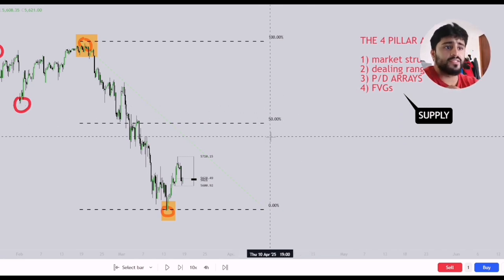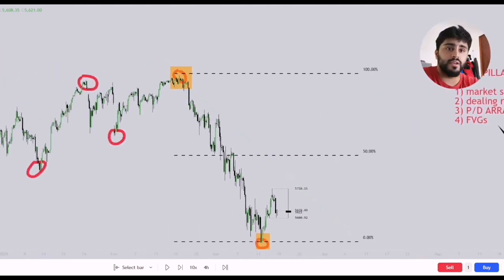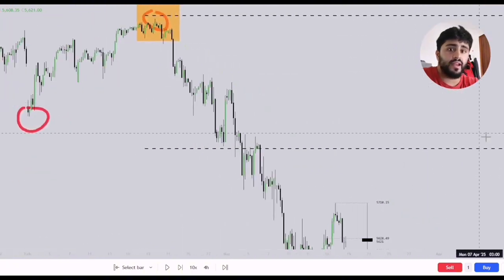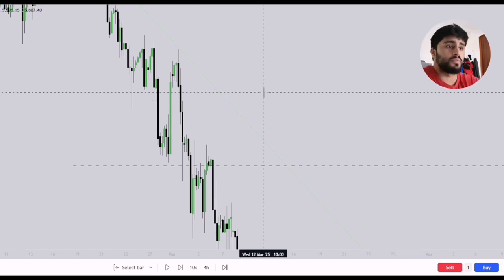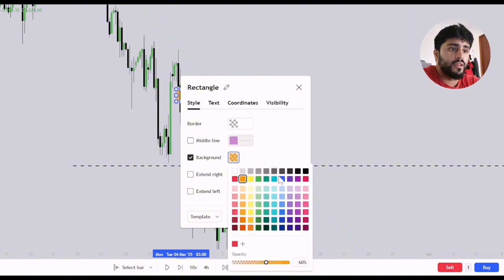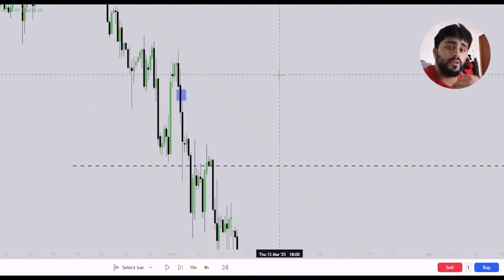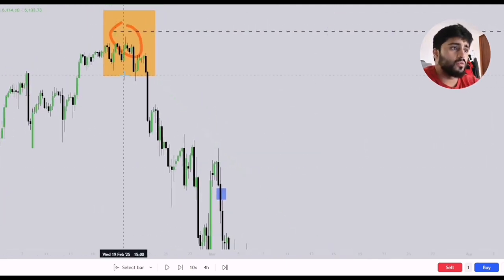So a supply area is essentially a fair value gap that is above the 50% area, i.e. in a premium. And so a premium will look something like this. So we're above the 50% area and we are looking for fair value gaps above the 50% area. So what we can see over here, I'm going to mark this out. This is an inefficiency I'm going to label in blue. So this here in blue is a fair value gap, and it's a valid fair value gap because we are in the premium.